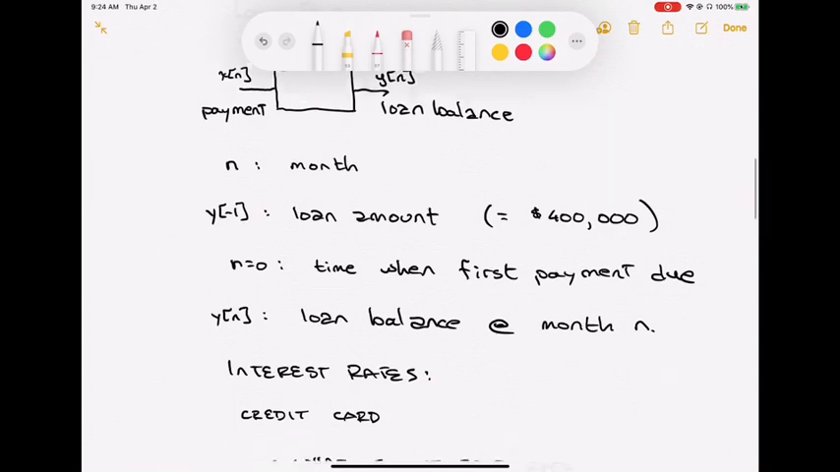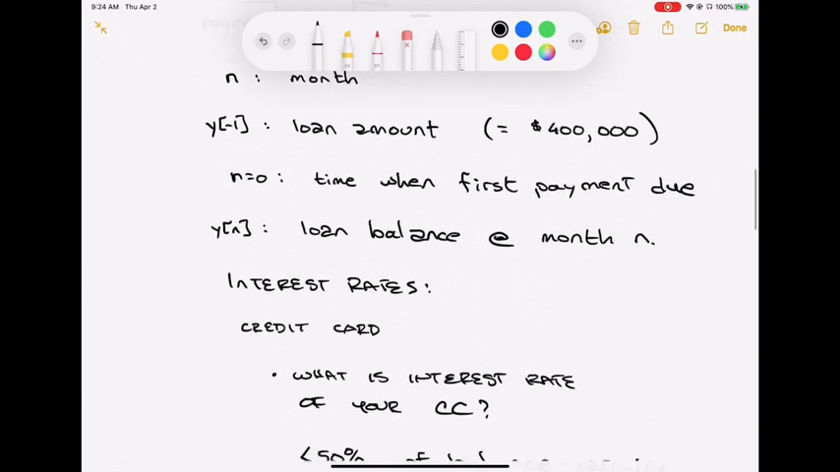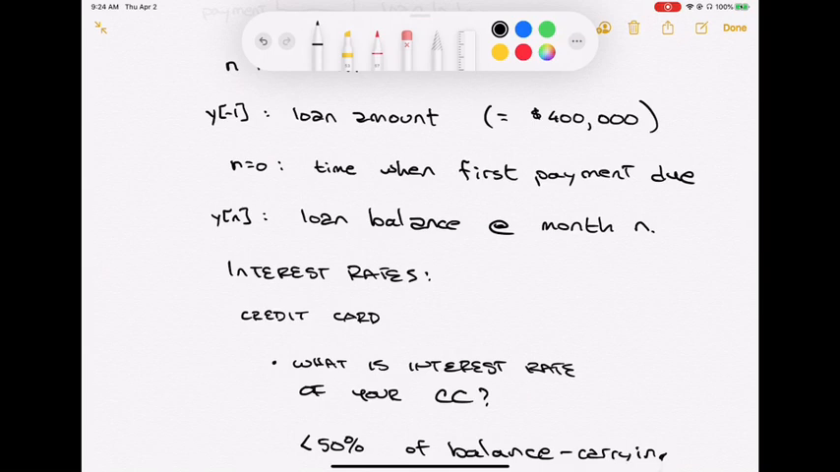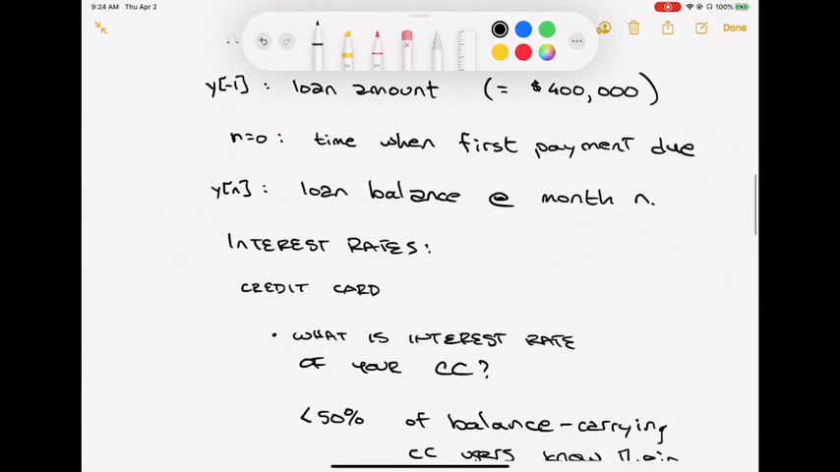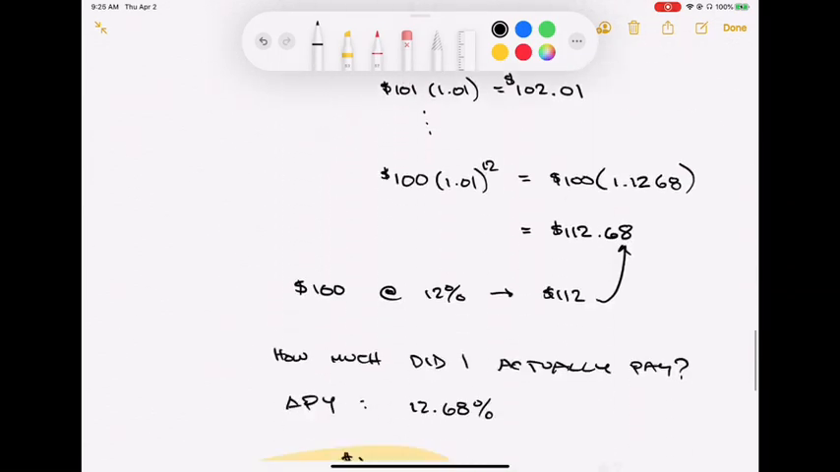N was our month. Y of -1 was our initial loan amount, which was $400,000 in this case. N equaling 0 was when the first payment was due. You wouldn't have to do it that way, but it's convenient for the way we have things set up in this class. Y of N is the loan balance due on a particular month, and we were trying to figure out what kind of interest would be typical or that might be charged on this loan.